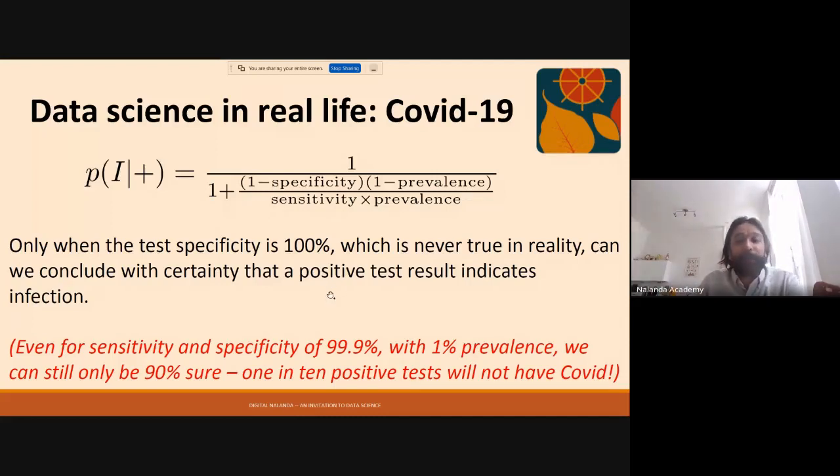Just to give you some indication, even with a 99.9% accurate test, both for specificity and sensitivity, with 1% prevalence, you can still only be 90% sure that somebody who tests positive will indeed have COVID. So 1 in 10 positive tests will not have COVID, even with these unrealistically accurate tests. So what do we do?